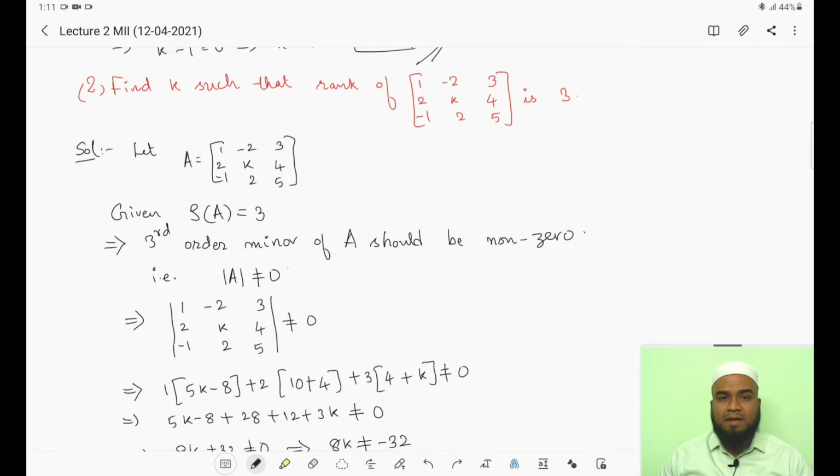In the next class, we will define rank of a matrix by using echelon form. First, we will define what is the meaning of echelon form. Then by using that echelon form, we are going to define rank of a matrix. That definition will be very useful, because every time we will be using rank of a matrix by using echelon form only. That topic we will discuss in the next class.